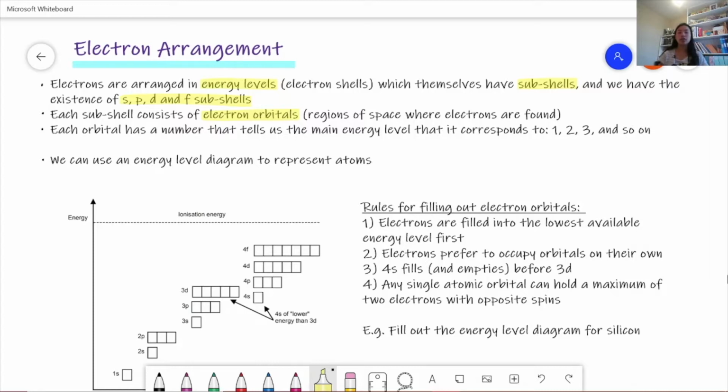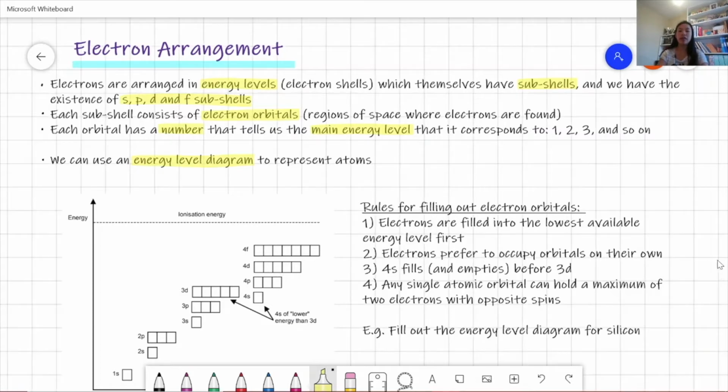Each of these orbitals has a number, and this tells us the main energy level, so the electron shell that it corresponds to. So for example, if it's in the first energy level, or the first electron shell, then it'll have a number 1, and then we'll have 2 for the second main energy level, and so on. And so we can use an energy level diagram to represent atoms and their electron shells.